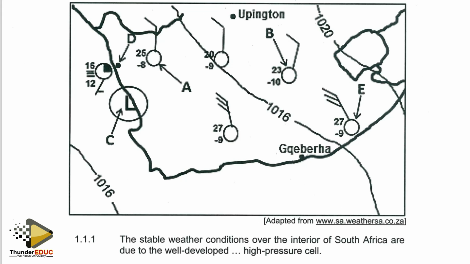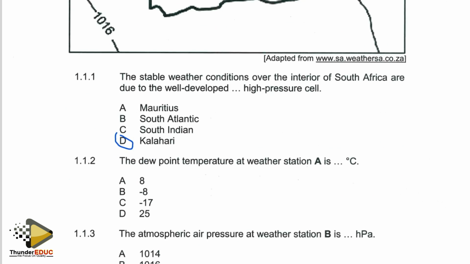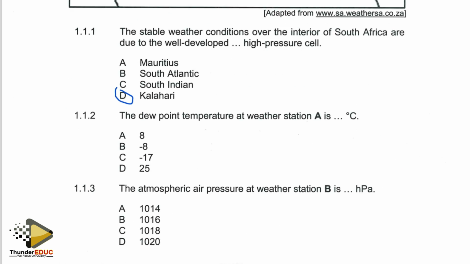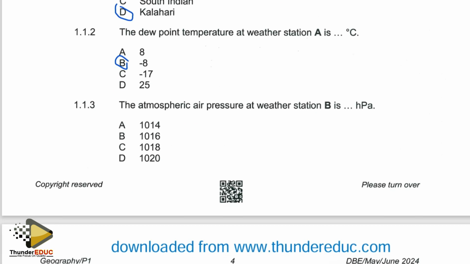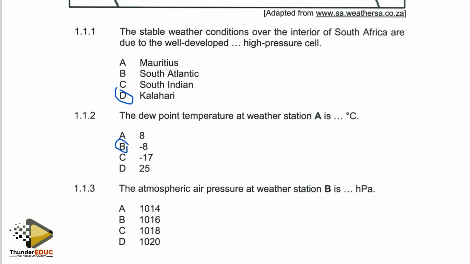So we take the smaller of the two, which is negative 8 degrees Celsius. That becomes our minimum temperature, or our dew point temperature for that weather station. So our correct response in that question is item B, which is negative 8. Right, we move on to the next question, question number 1.13, which says the atmospheric air pressure at weather station B is dash hectopascals.